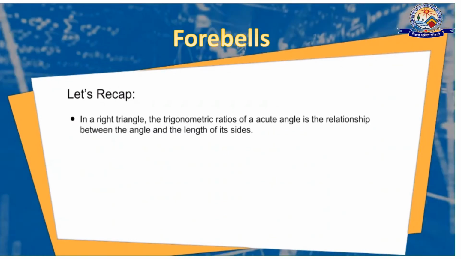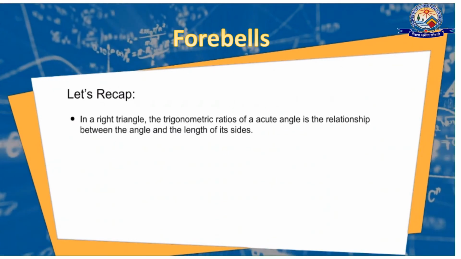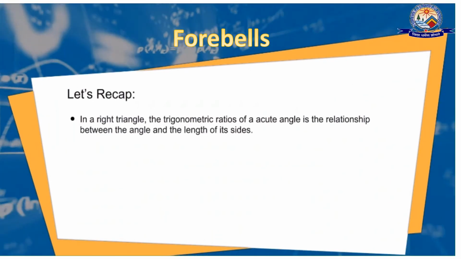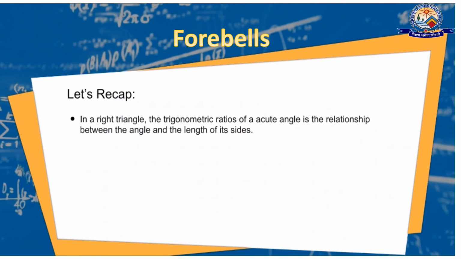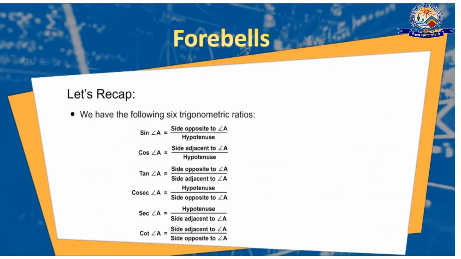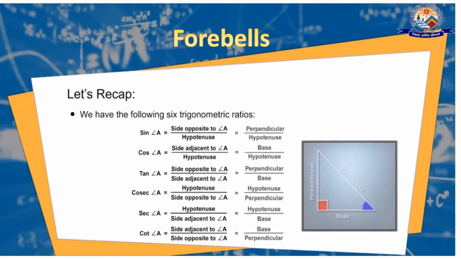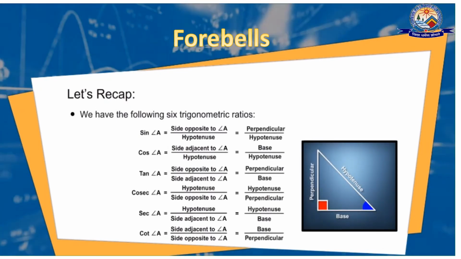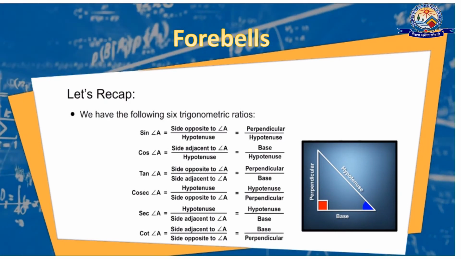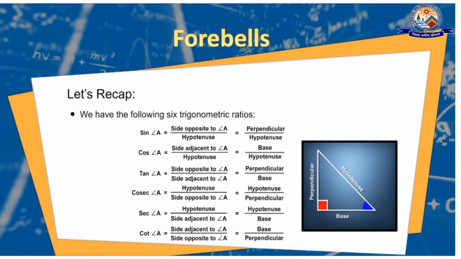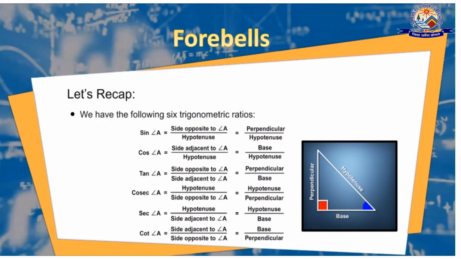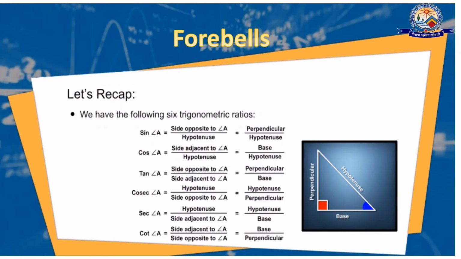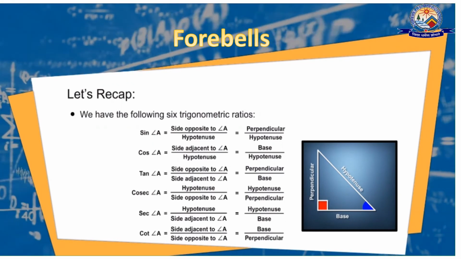Let's recap. In a right triangle, the trigonometric ratios of an acute angle is the relationship between the angle and the length of its sides. We have the following 6 trigonometric ratios. For our convenience, in a right triangle, the side opposite to the given acute angle is always considered the perpendicular. The side adjacent to the same angle is considered the base, and the side opposite to the right angle is the hypotenuse.